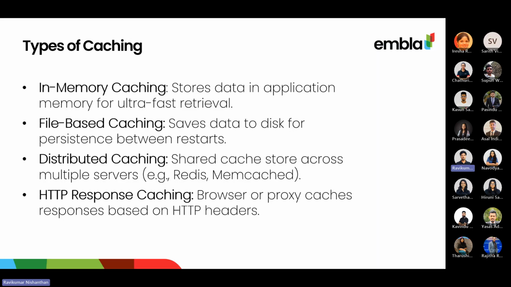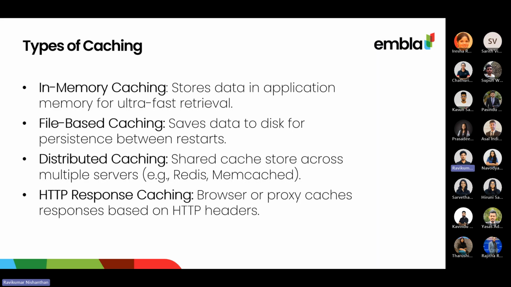The other way is file-based caching. It means saving data to the disk. This allows the cache data to remain available even if the application is restarted, which is helpful, but accessing data from disk is slower compared to getting it from the memory.